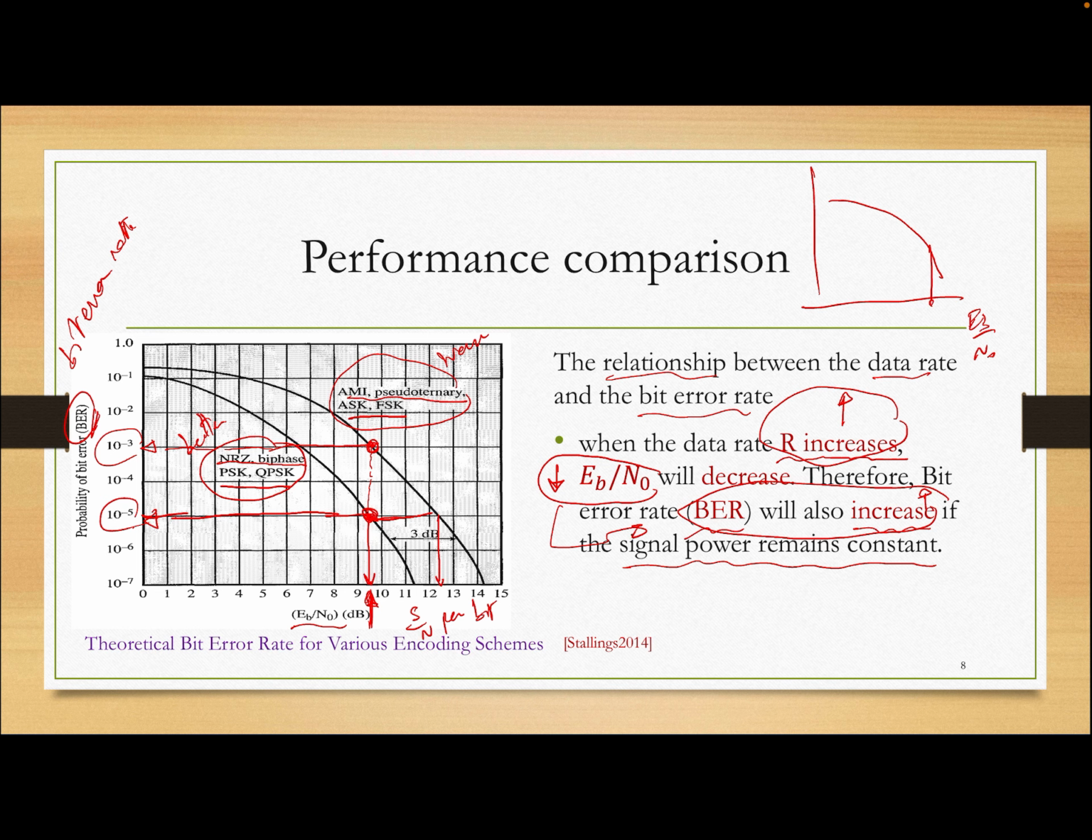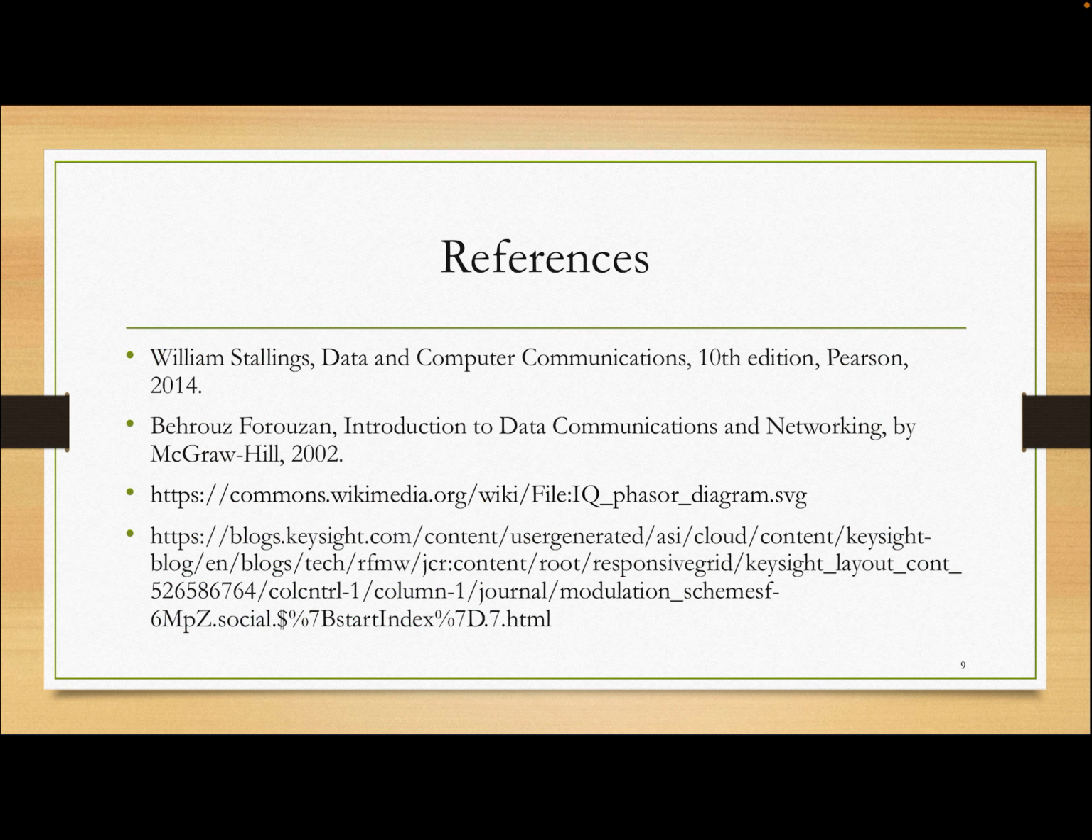Basically, I have a graph like this. This is Eb over N0. Suppose at first I have Eb over N0 1. I decrease it to Eb over N0 2, right? This is my first bit error rate, bit error rate 1. This is my second, bit error rate 2. So you see that when I decrease the Eb over N0 from 1 to 2, my bit error rate will go up. This is what is shown in this sentence.